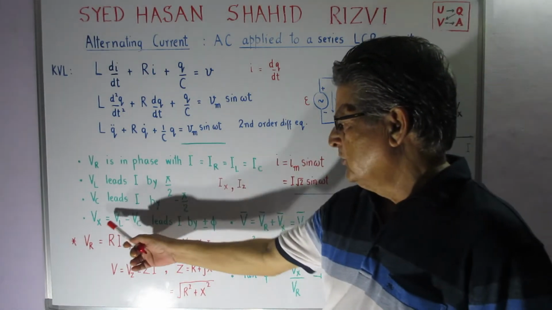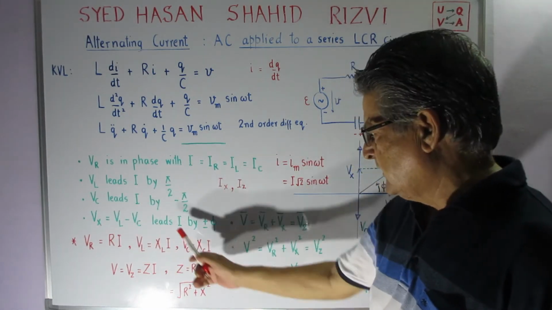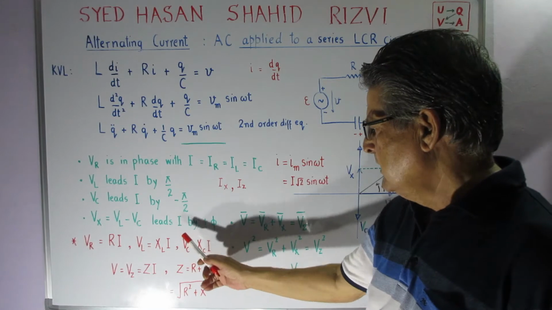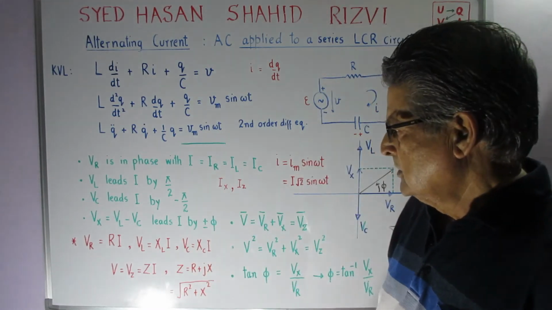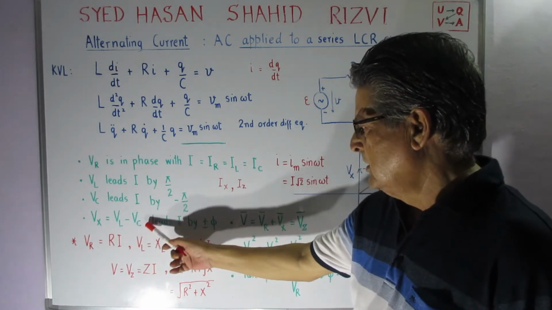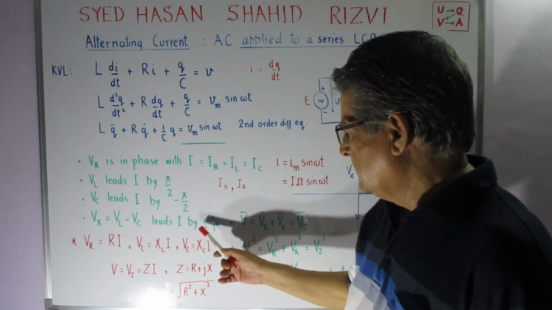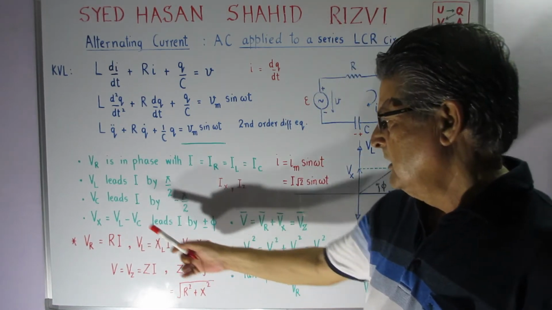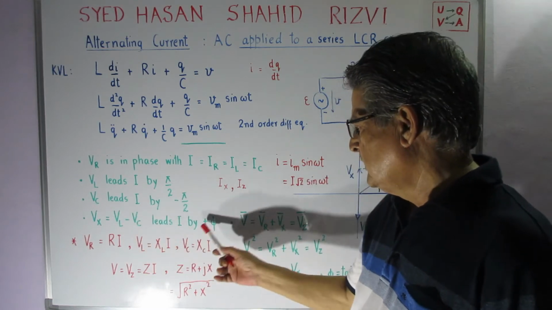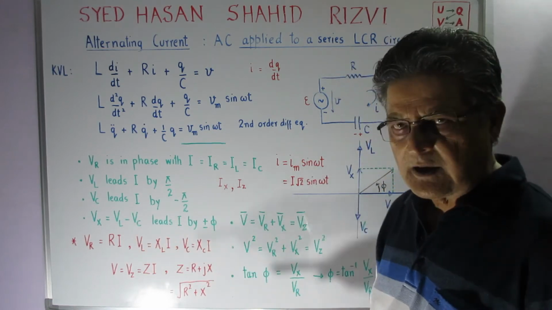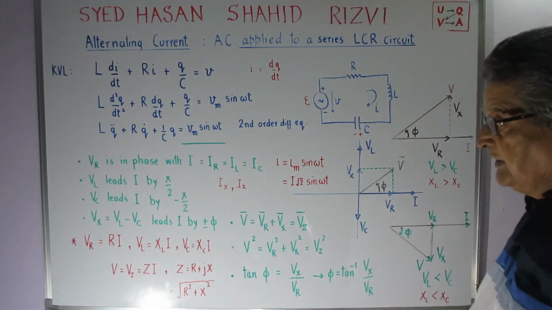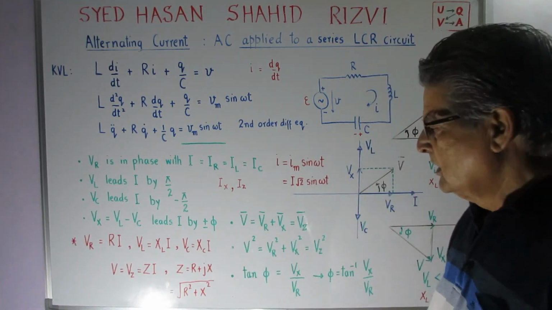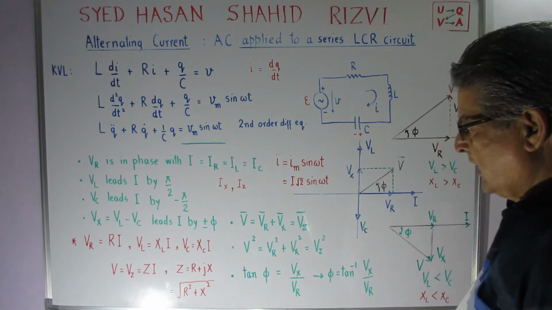So Vx is equal to VL minus VC. We define it like that. It leads I by plus or minus phi. Sometimes this is more than 0, then it leads by some angle phi, and if it is less than 0, then it leads by some other angle minus phi. I'm using the word leads. You can also use the word lags behind if you like that.